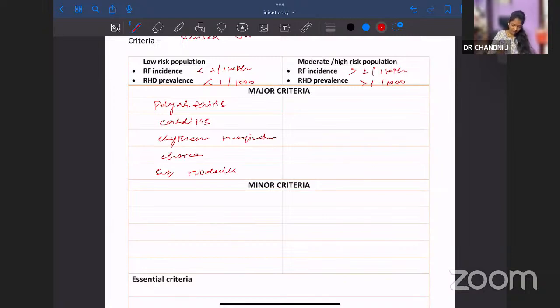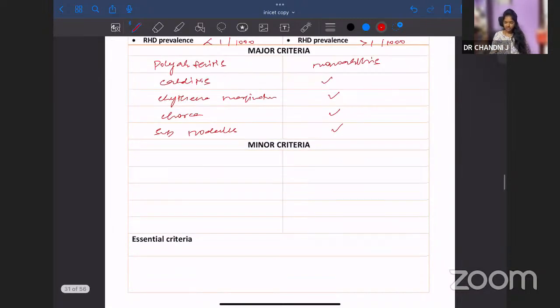So if you see here, in high-risk population, even if monoarthritis is present, you will go with criteria, monoarthritis. So low-risk polyarthritis, in moderate high-risk, monoarthritis is enough. Otherwise, carditis is the same, erythema marginatum same, chorea same, subcutaneous nodule same. Only difference is, instead of polyarthritis, monoarthritis is enough.